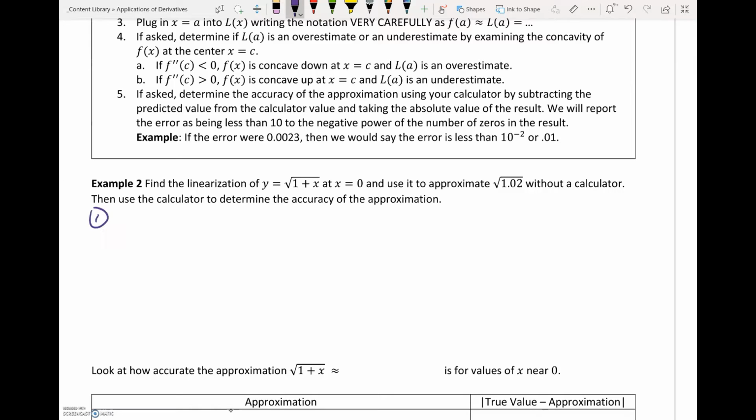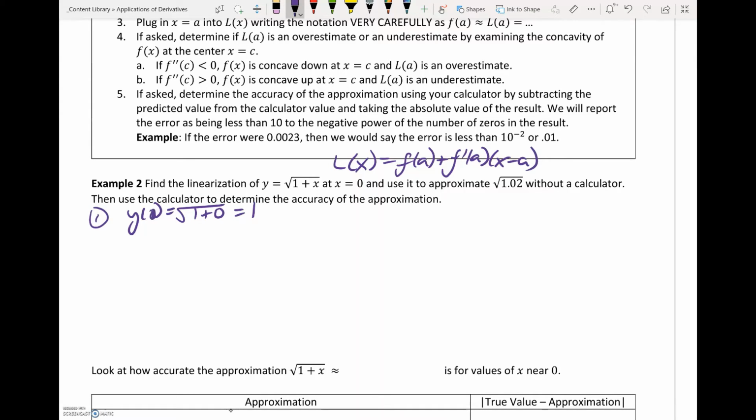Okay, the first step we want to do is to find y of 0. I'm going to write down the format of our linearization equation for the tangent line. So the first thing we want to do is find that f of a, or in this case y of 0, which is the square root of 1 plus 0, which is equal to 1.